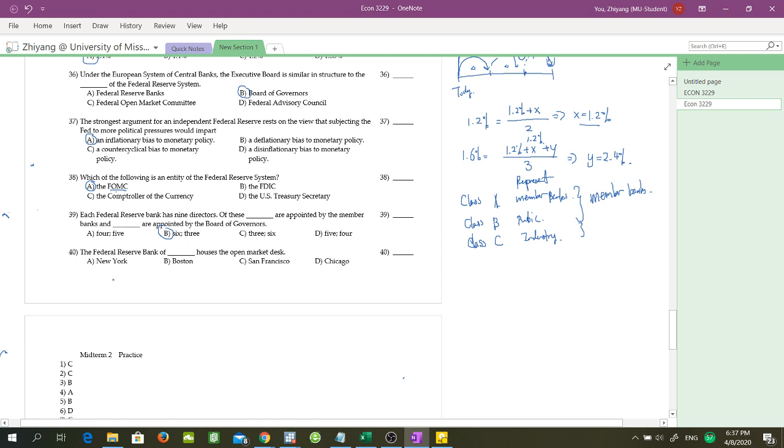Question 40. The Federal Reserve Bank of where houses the open market desk? We talked about how important the New York Fed is in the Federal Reserve System. Whenever the FOMC makes decisions about what kind of open market operations the Fed wants to implement, the New York Fed houses the open market desk, which is in charge of launching the missile out. They're the ones doing the operation.